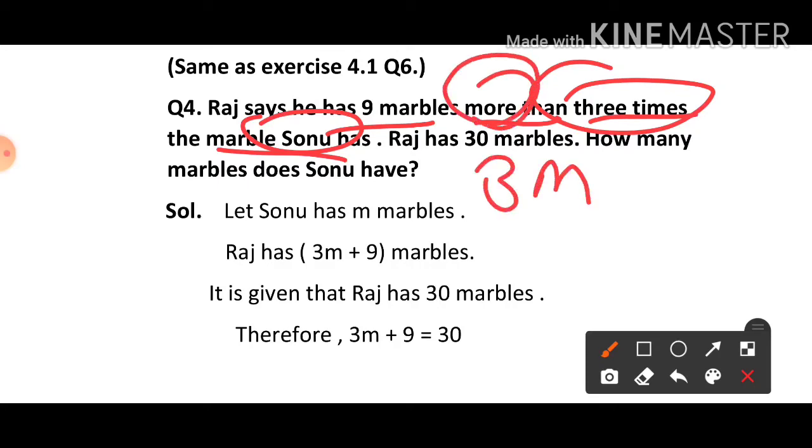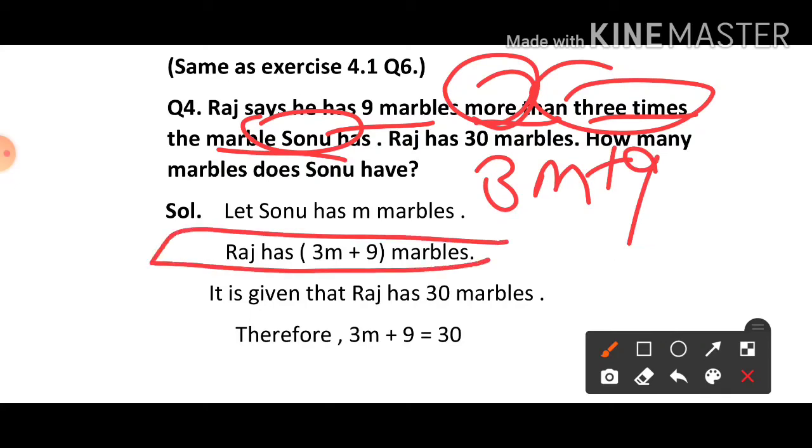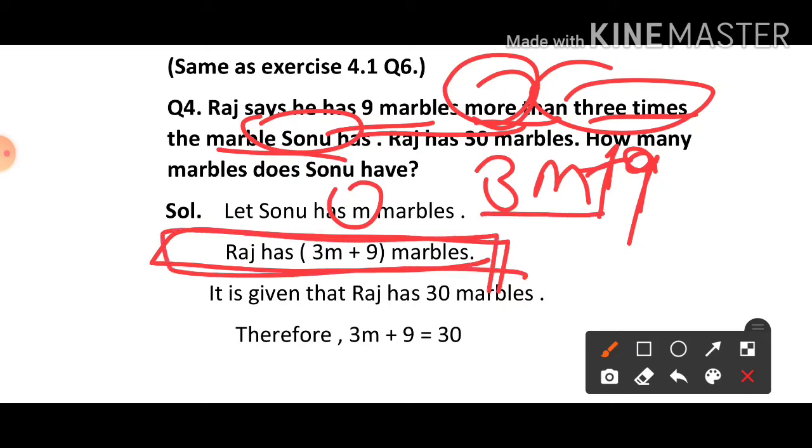And more. How many more marbles? Plus 9. So Raj has how many marbles? 3m plus 9. According to the question, you have to make this equation. So Raj has how many marbles? 9 marbles more means plus 9, and 3 times Sonu means 3 times m, as Sonu has m. So Raj has 3m plus 9 marbles.